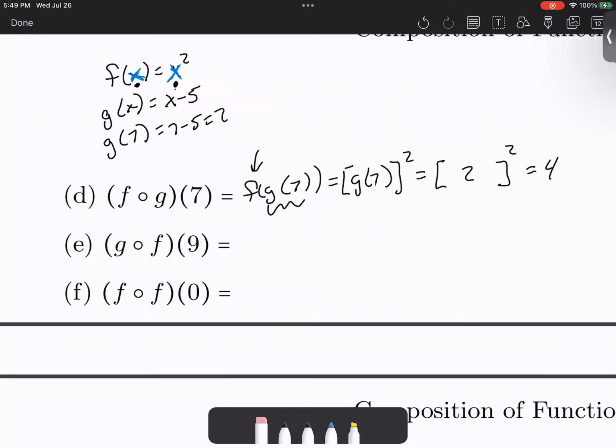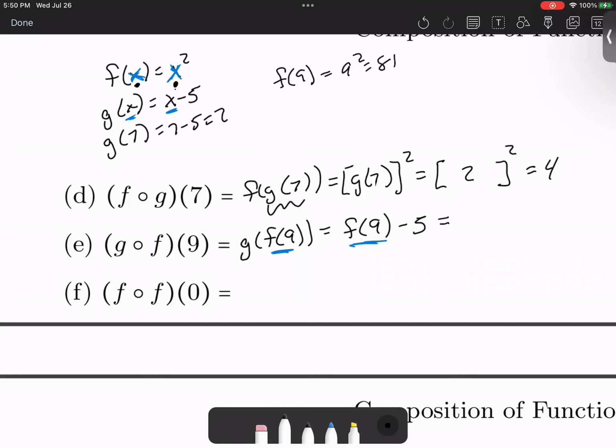Right, so the order of the composition is important. It's important that we did f first and then g, but when you actually solve the algebra, you can tell yourself what the f function is or what the g function is first. Let's do E, g of f at 9. The g function takes an input, in this case, f of 9, and subtracts 5 from it. Right, that's me plugging f at 9 into x, into the g function. All right, now what is f of 9? 81.